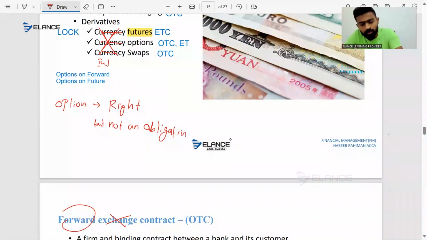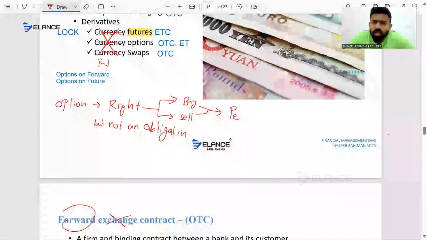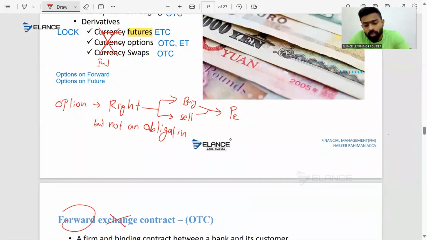A right to what? It could be two rights: a right to buy an item or a right to sell an item. At what price? At a predetermined exercise price. Options are a right to buy or sell, but not an obligation, at a predetermined exercise price. In my example, the exercise price was 75.